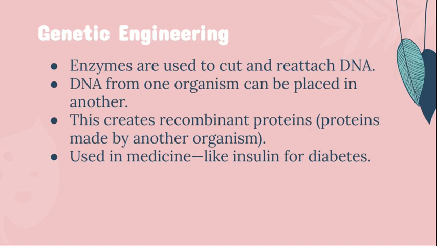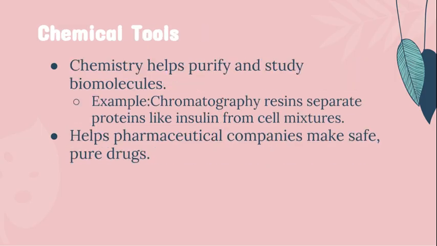So, quickly, genetic engineering uses enzymes to cut and reattach DNA. So DNA from one organism is cut and attached to another organism, and that creates a recombinant protein, so proteins made by that other organism. And we can see this in production of medication. So insulin for diabetes, human growth hormone, and there's a couple of others that are produced this way as well.